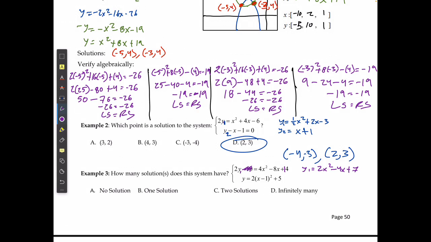When I graph both these into my calculator, because the second one is already isolated, I can only see one line. So it looks like there's infinitely many. Well, how can I confirm that? Well, this is already in general form, so I just got to turn the second one into general form.